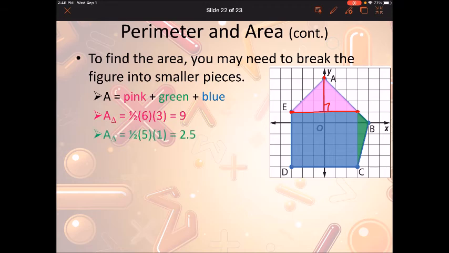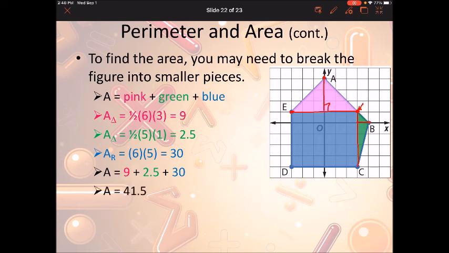I do the similar thing with my green triangle. I have a base. If I start at this point here and I go straight down to C, it gives me a length of 5. Perpendicular to that, the top point is 1. So my area there is 2.5. And then of course the rectangular piece, which is length times width, or 5 times 6, gives me 30. I add those values together to give me the total area of 41.5.